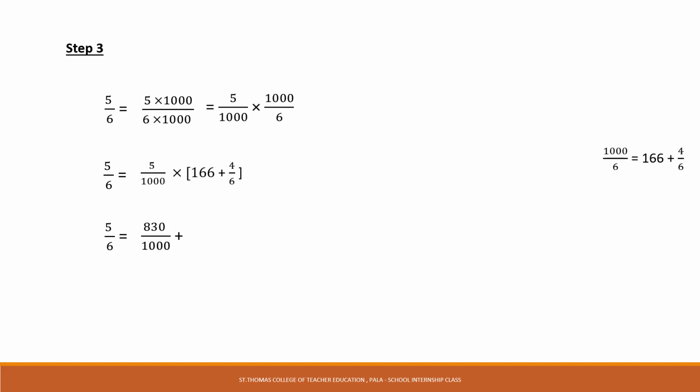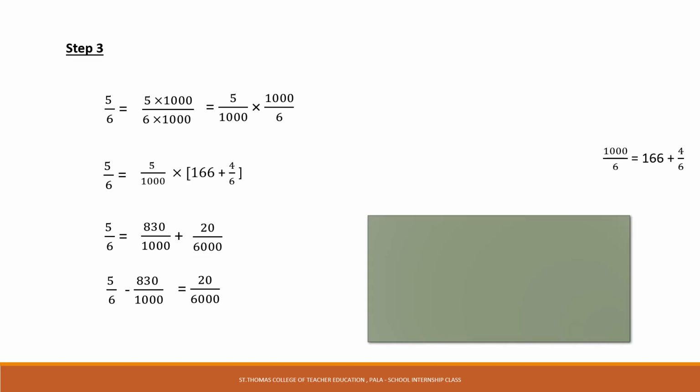Yes, multiplying 5 by 1000 into 166 and we get 830 by 1000. And next term becomes 20 by 6000. Do the calculation properly. Okay. Next, we are rearranging and we get the third equation as 5 by 6 minus 830 by 1000 equal to 20 by 6000 and we consider it as equation number 3. Let's go through step 4 also.